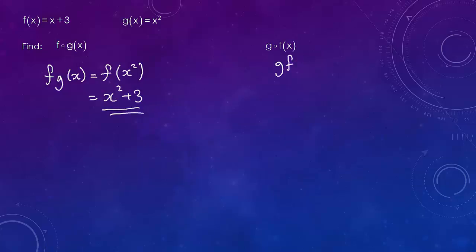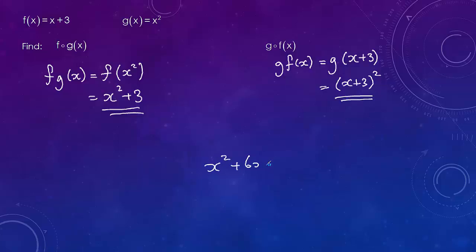G of f of x, so f is x plus 3. So we need to do g to that, and g squares whatever's input. What's input this time is x plus 3, so we'll take the x plus 3 and square it. And note once again, those are not the same, because x plus 3 all squared, if you expand out, is x squared plus 6x plus 9. So not the same as x squared plus 3.